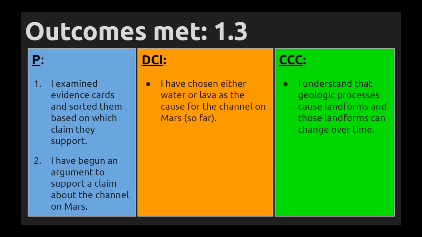You've met the outcomes when you've examined or arranged the evidence cards in this lesson. You get quite a few, I think 11 evidence cards in this lesson, that you need to arrange based on which claims they support. And you begin to form an argument about the claim that pertains to the channel on Mars, which means basically in step 4 today, you'll be completing that in writing.